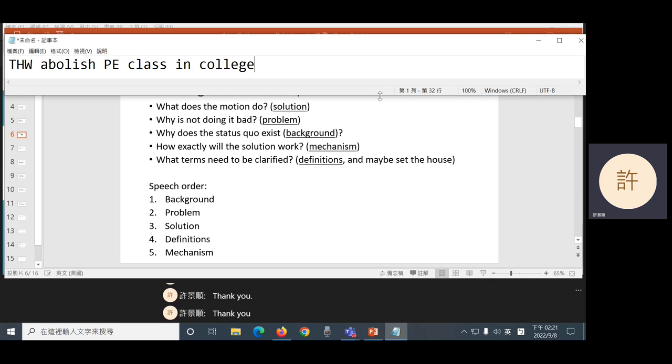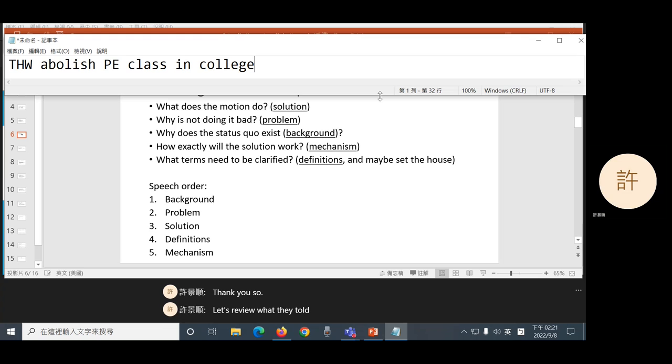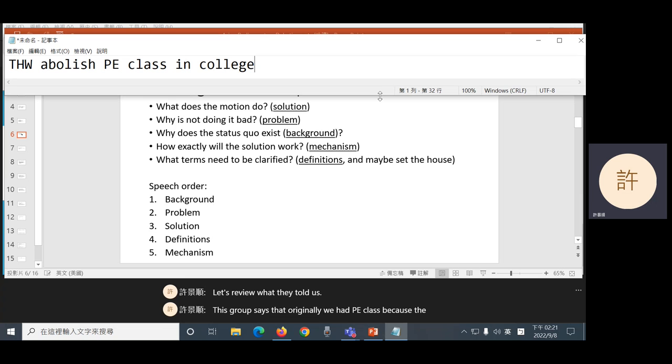Thank you. So let's review what they told us. This group says that originally we had PE class because the school is concerned about students' health and they want students to be healthier. So they force students to go to PE class to exercise. The problem is that, first of all, students don't like being forced to waste time to exercise. And it's wasting time because if students really want to exercise, they can join the school sports teams. In English, these are called varsity teams.